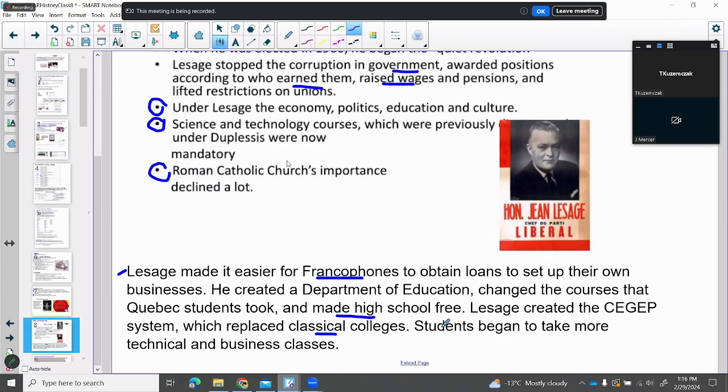So he also felt that they should be able to vote to leave Canada.